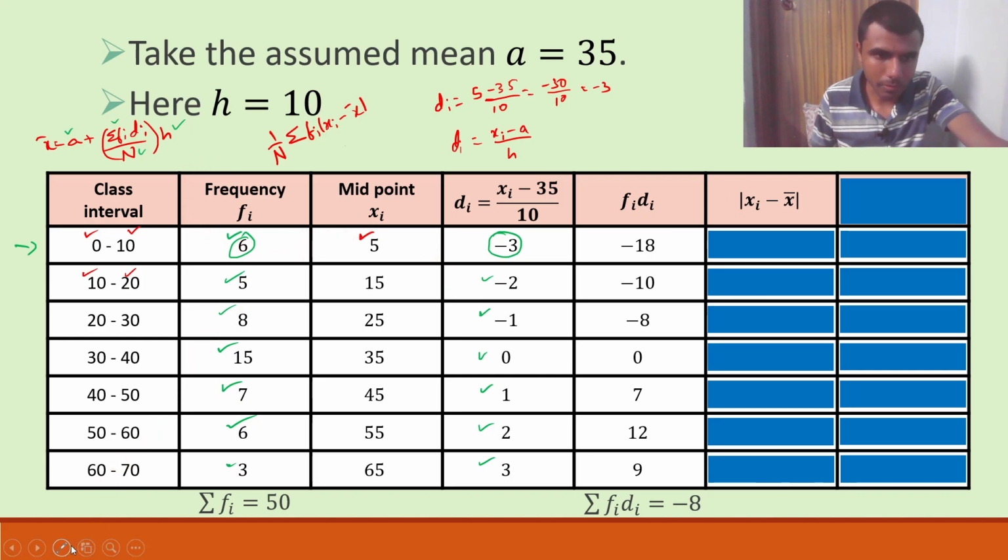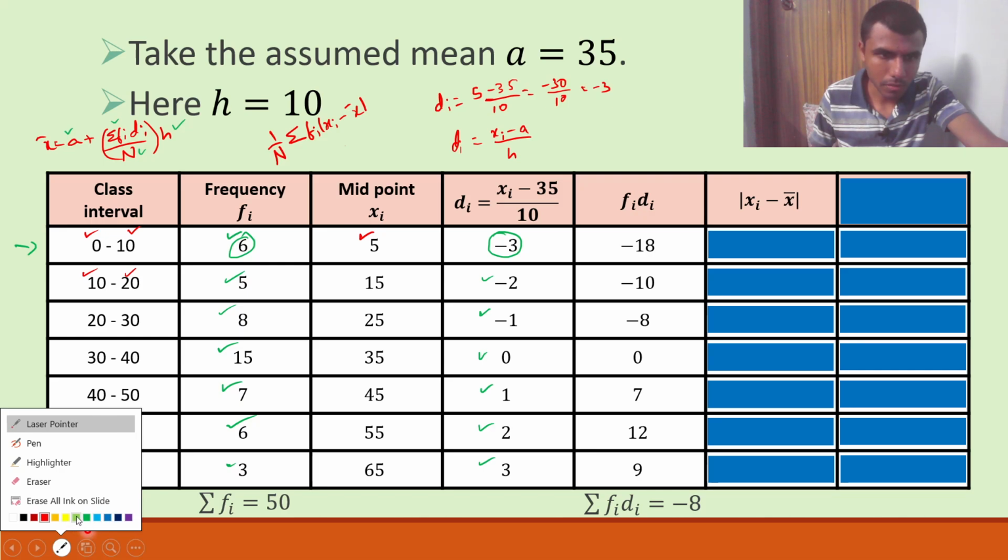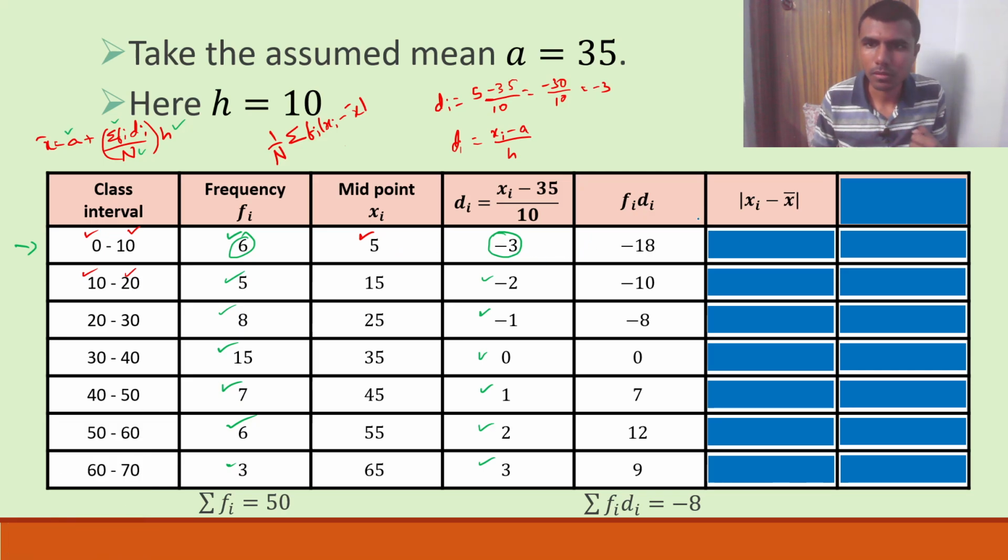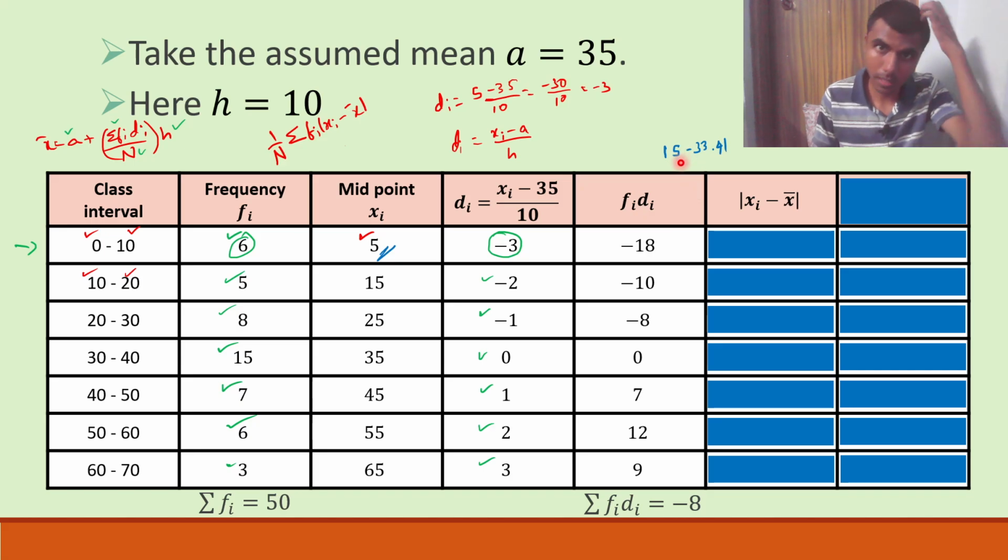So for the first row, let me use some other color. Okay, blue. Let's go with blue. For the first row, what is xi? Xi is 5. So I need to find modulus of xi minus x bar. This means modulus of 5 minus 33.4. Listen carefully, this is a little tricky calculation.